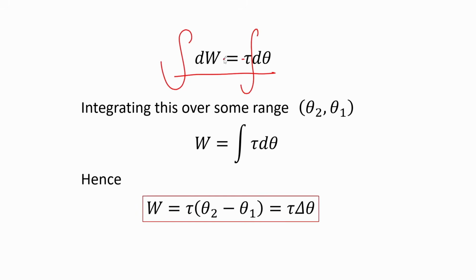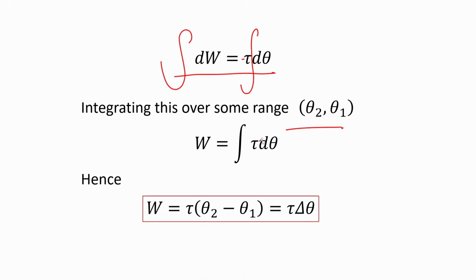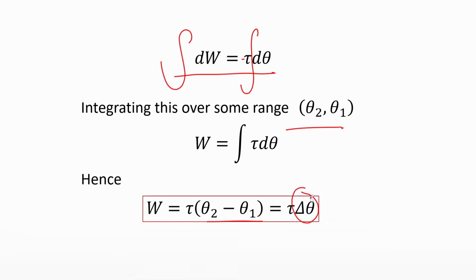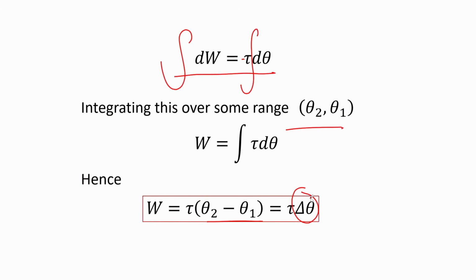The torque is constant throughout, so only d theta changes. So, work is equal to torque times d theta, with theta measured from theta 1 to theta 2. So this becomes theta 2 minus theta 1, which is the change in theta. So the work is a function of the angular displacement.